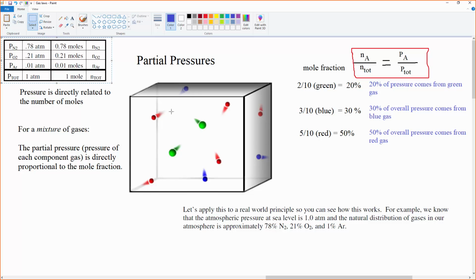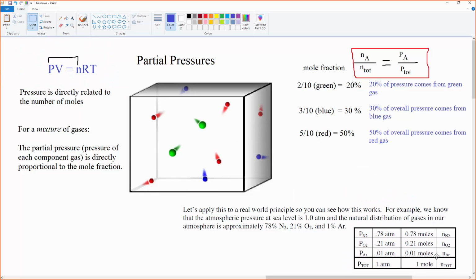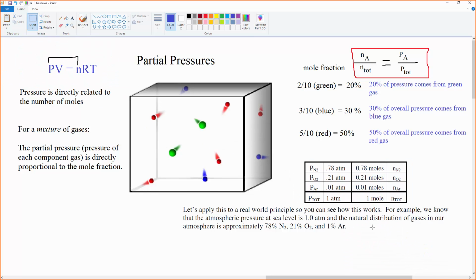This is a little bit less of a problem and more of an illustration here. So here we have this little table. Since we know that in every 1 mole total, this is our mole fraction, therefore we know that for 1 atmosphere of pressure total, this is our pressure fraction.